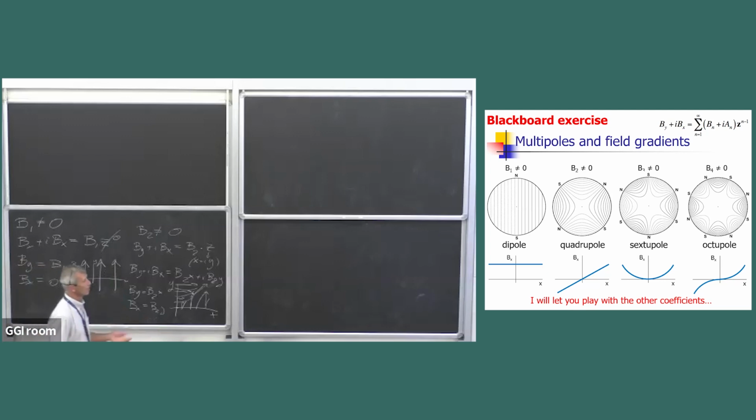Okay. Now the a's, I'll let you do it as an exercise. It's nothing else but turned. The dipole turned by 90 degrees, quadrupole turned by 45 degrees, and so on and so forth. They're skewed, and that's why they're called skew.